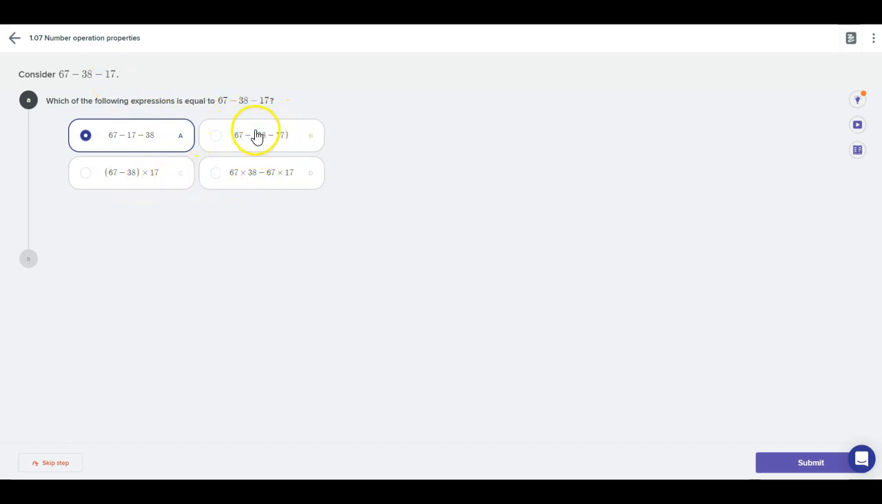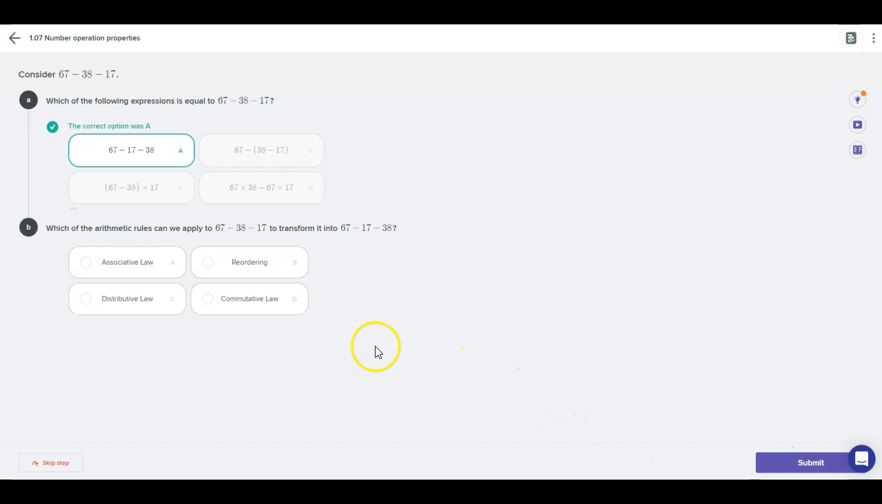Thought a tiny bit about B until I realized, nope, brackets would mean this is a different number. And then I would have realized that A is the only option, and it looks the way it does because we used the reordering strategy. So let's submit and see if we are in fact correct, and we are.